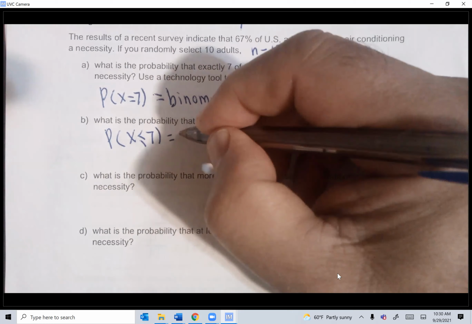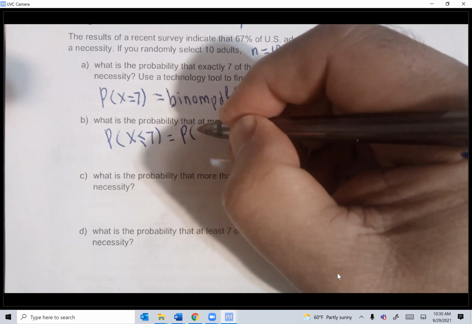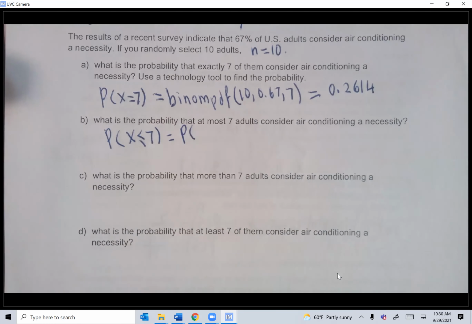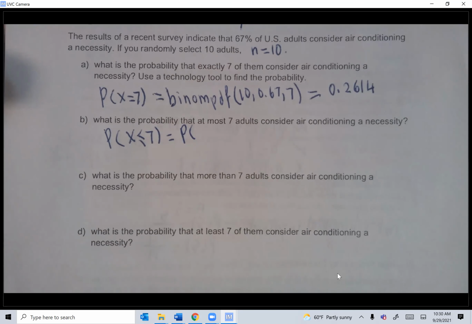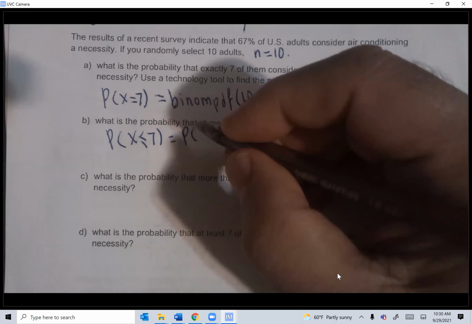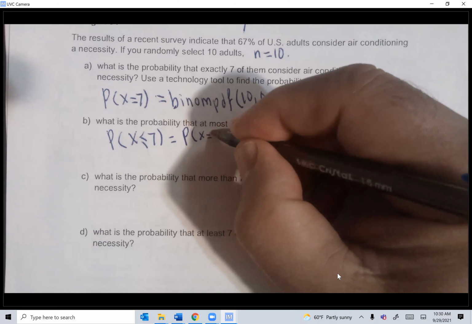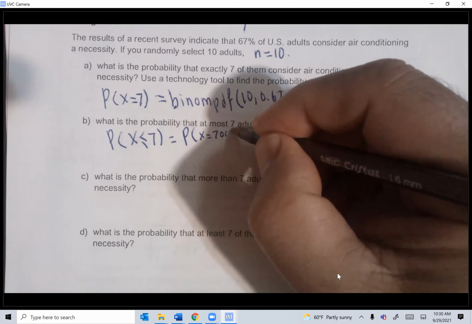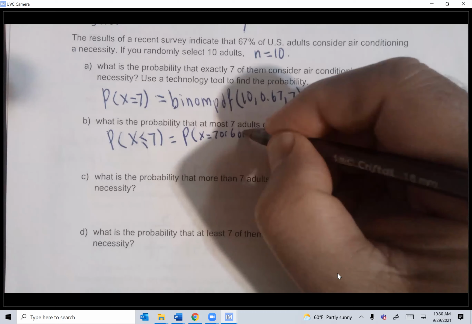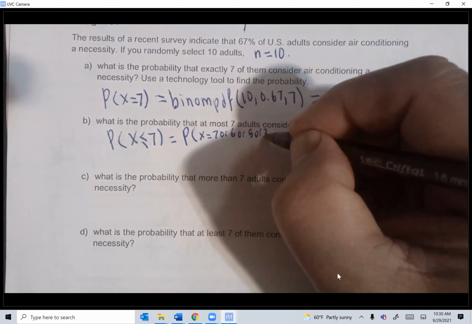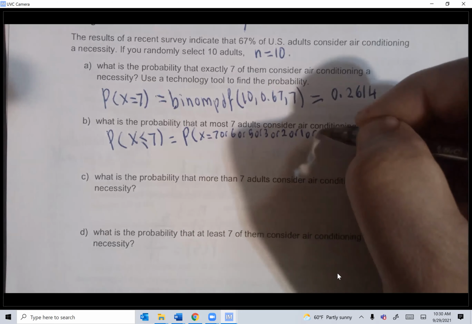And can you guys tell me what are the possible values of x that are less than or equal to 7? We just did it earlier at the very beginning. Remember, these are individuals, 10 adults. You cannot have decimals. They are all whole numbers. So it could be a 7 or 6 or 5 or 3 or 2 or 1 or 0.